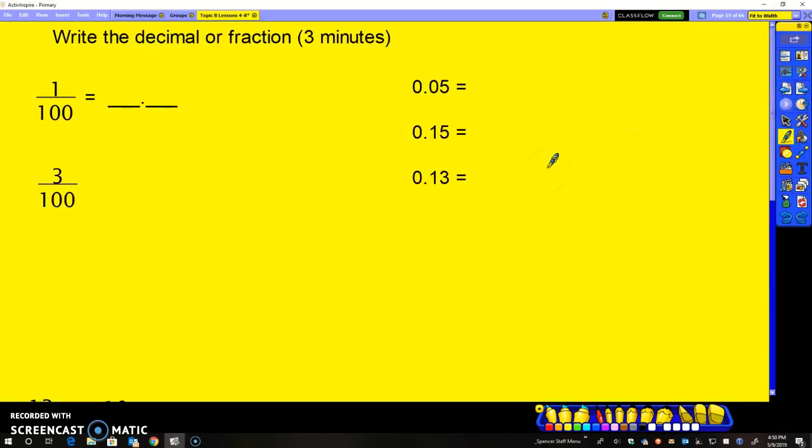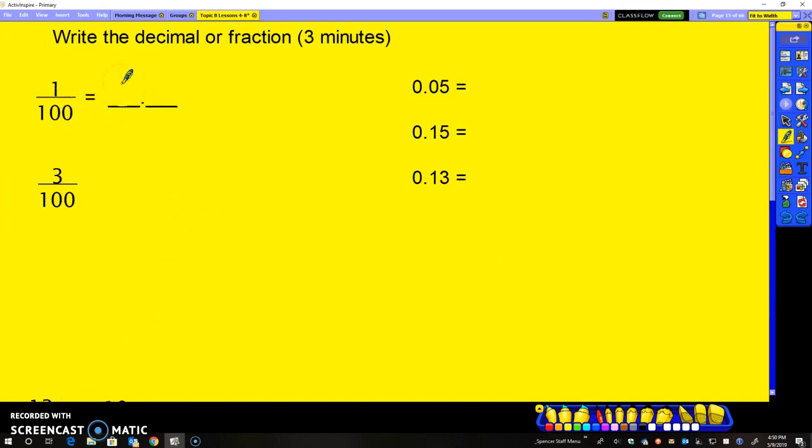Alright, another quick warm-up here. Go ahead and figure out what these fractions are as decimals, and then write these decimals as fractions. Go ahead and pause, do the work, and then check it with me.